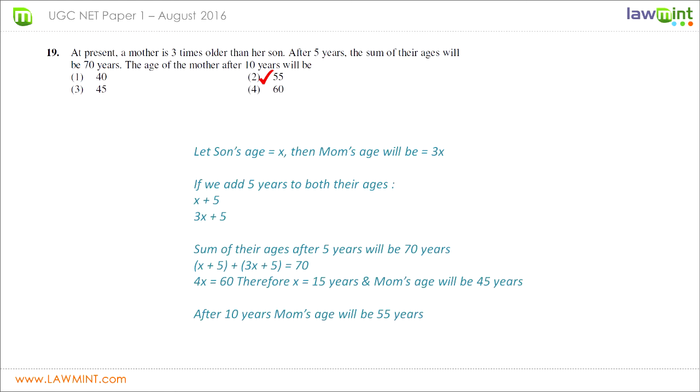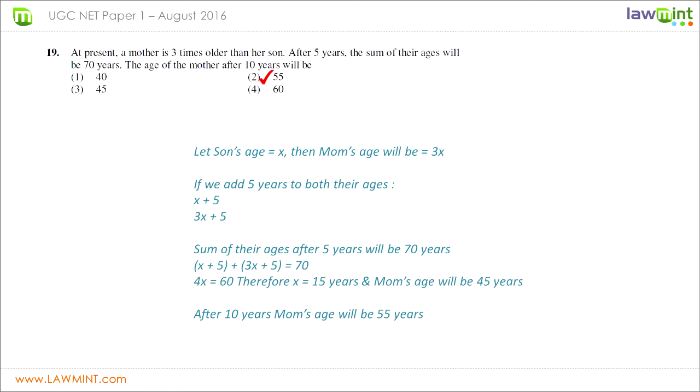In question number 19, we are told that at present a mother is 3 times older than her son, and after 5 years the sum of their ages will be 70 years. So what will be the age of the mother after 10 years? If we let the son's age be x at this point, then the mom's age will be 3x because she is 3 times older than her son. If we add 5 years to both their ages to factor in their ages after 5 years, then it will be x plus 5 and 3x plus 5. So the sum of their ages after 5 years will be 70 years, which means x plus 5 plus 3x plus 5 is equal to 70 years.